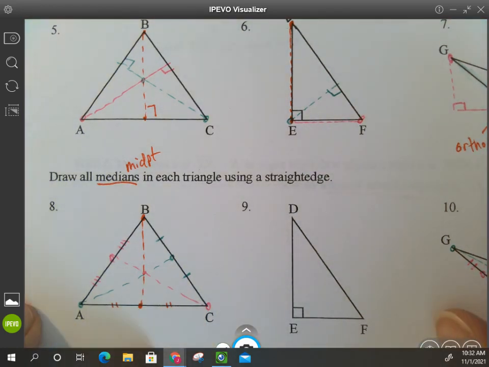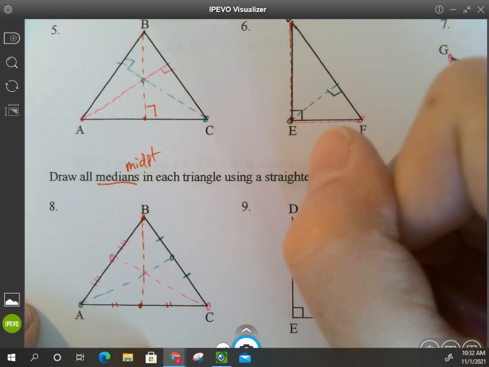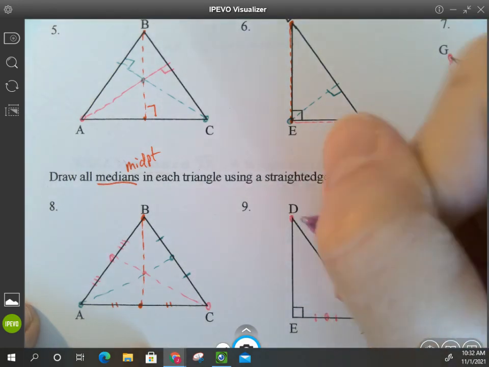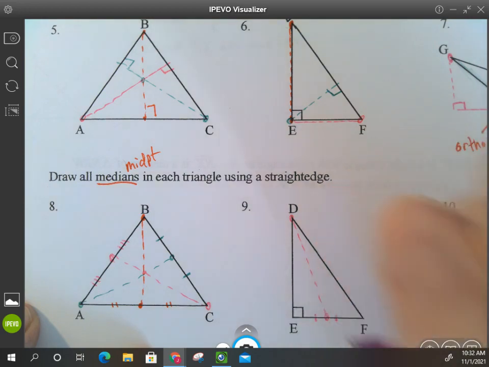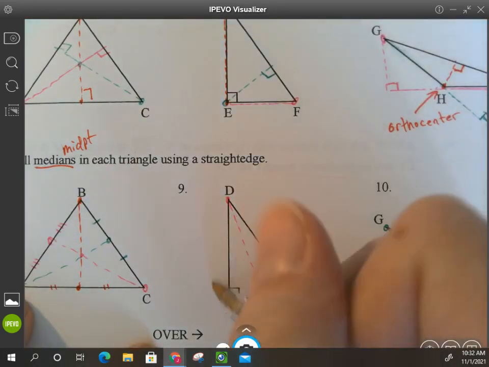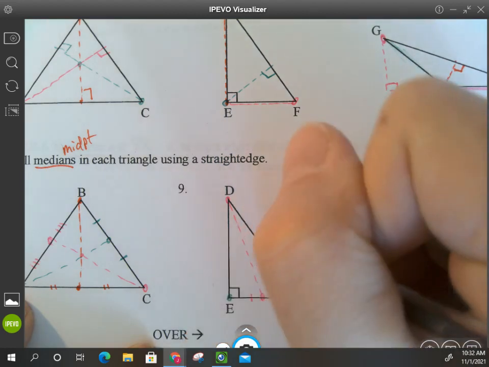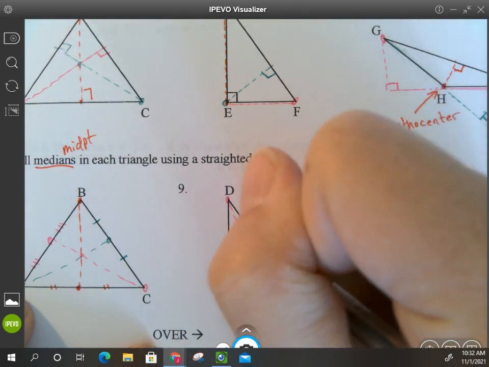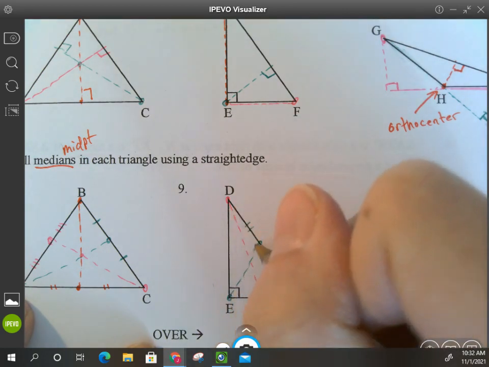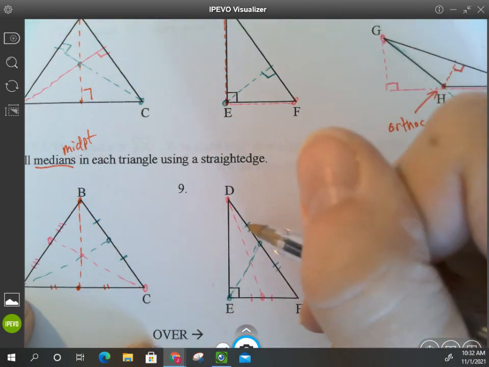Now, look at D. I know it's a right triangle, but go from D down here, mark that as a midpoint, and connect it. Go from E to the midpoint. So this might not be exactly in the center, but I'm telling you it's a midpoint because I marked it.